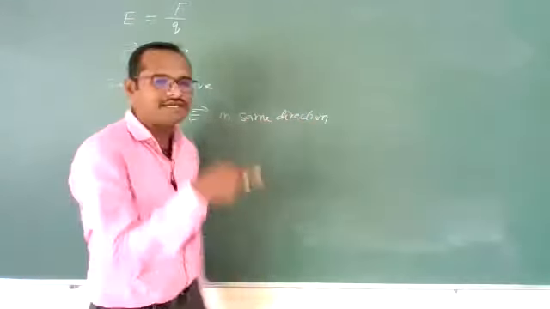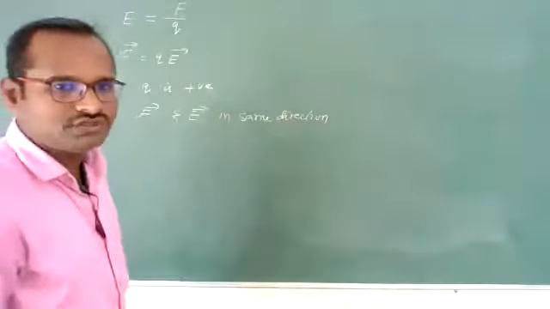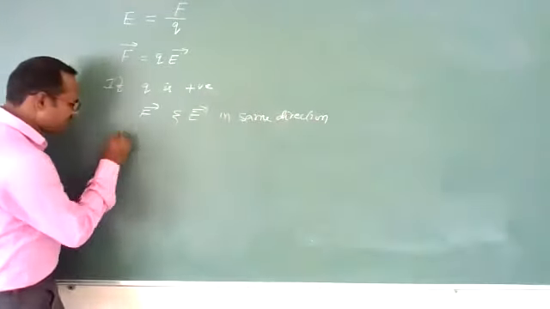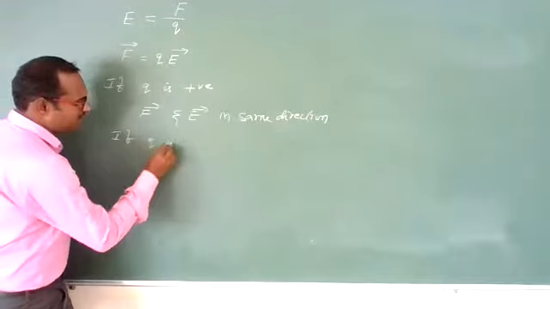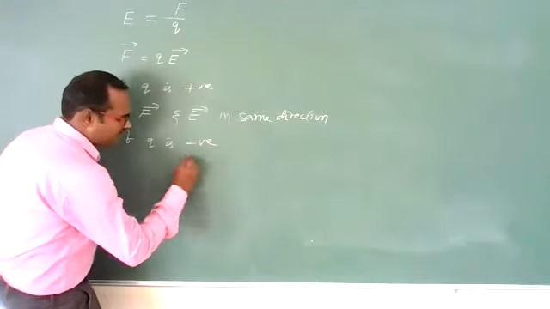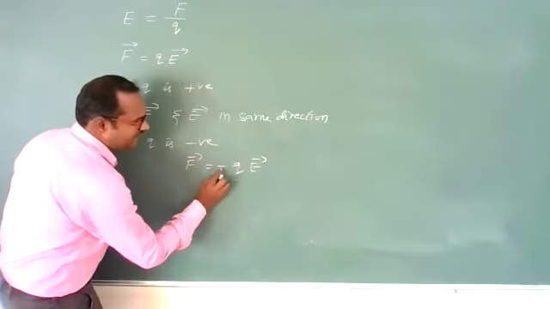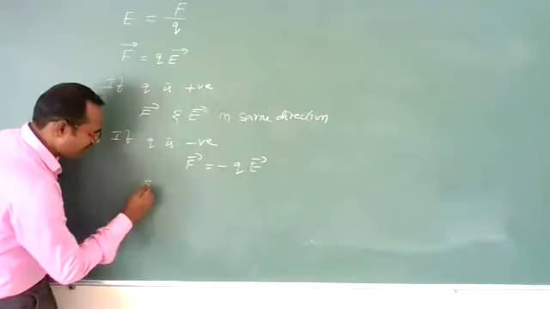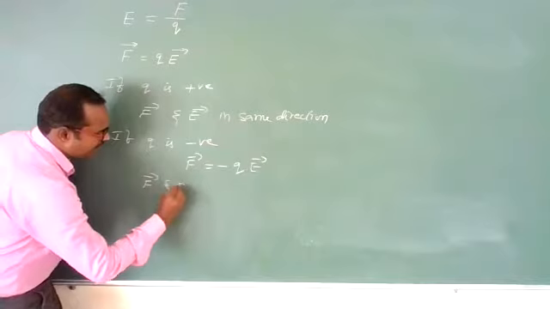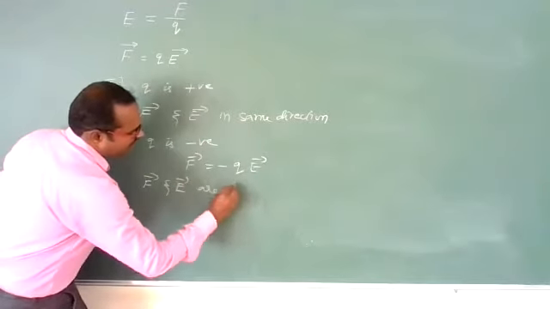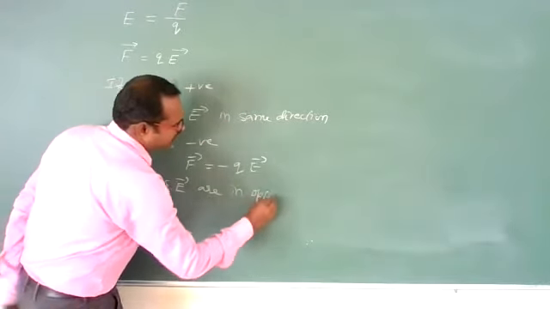In which direction is the electric field? In the same direction, the force will be there. If Q is negative, then the force on it will become minus Q into E bar. Means both the directions are opposite. F bar and E bar are in opposite directions.